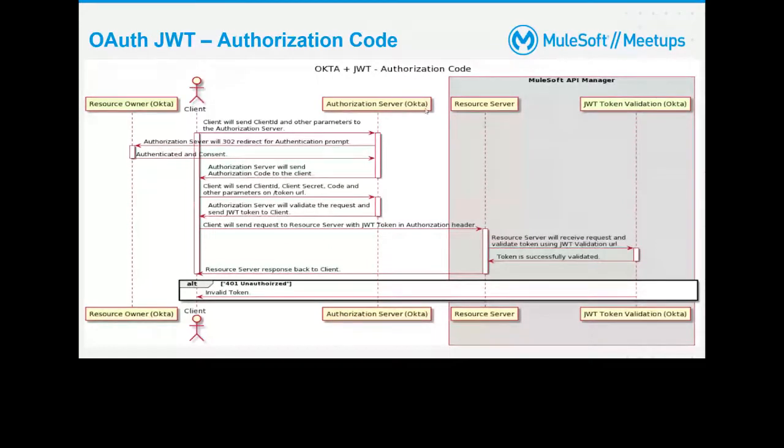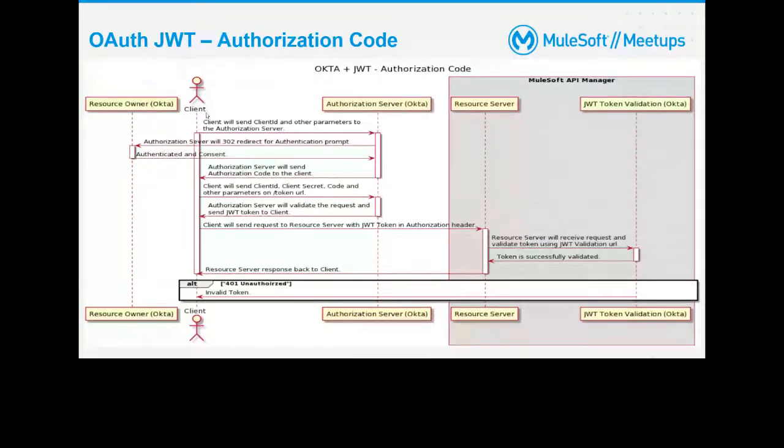In this mechanism, we will use Okta as our OAuth provider. So in Okta, we will generate the client ID and the client secret, and we will share them with the client. Now the client has to access some resources, has to call some APIs, which are deployed on the MuleSoft Runtime Manager. In that case, MuleSoft Anypoint Platform will be the resource server.